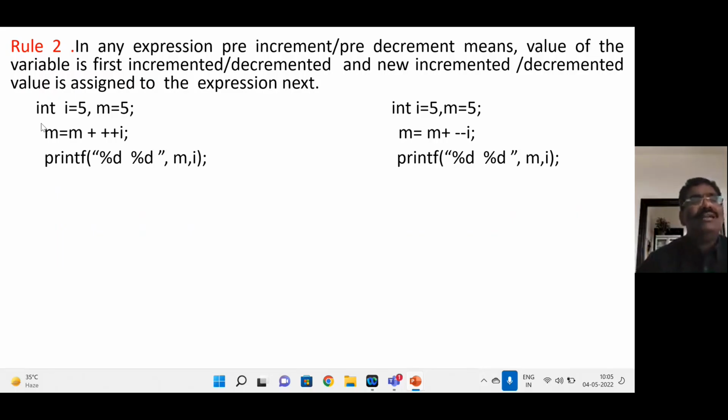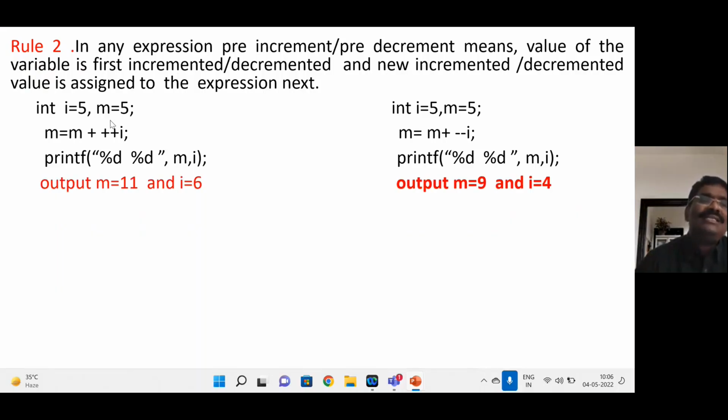For example, int i = 5 and m = 5. The same program we have taken: m = m + ++i; printf("%d %d", m, i). When you see, first i is incremented by 1. That means the i value 5 plus 1 is equal to 6. This incremented value 6 is assigned to m. So the m value is 5 and the pre-incremented value is 6, and 5 plus 6 is assigned to m, and the i value is 6, the incremented value, which is printed.